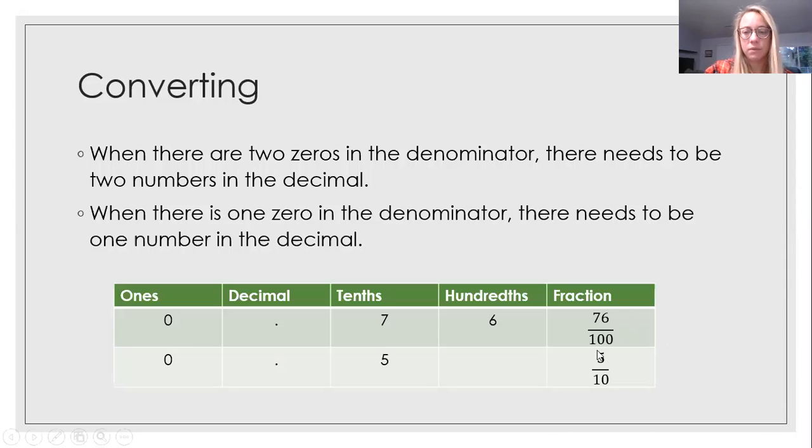So here's a couple more examples. If you look at the first one, there are 1, 2 zeros in my denominator. That means I'm going to need 1, 2 place values. So I write this as 76 hundredths. I do 0, decimal, 7, 6. Down here, I have 1 zero in my denominator. That means I'm only going to have 1 number, 1 place value in my decimal. So I go 0, decimal, 5, 5 tenths.